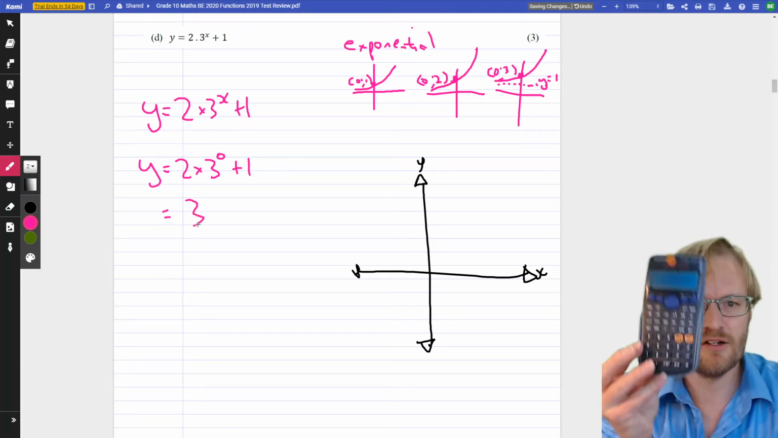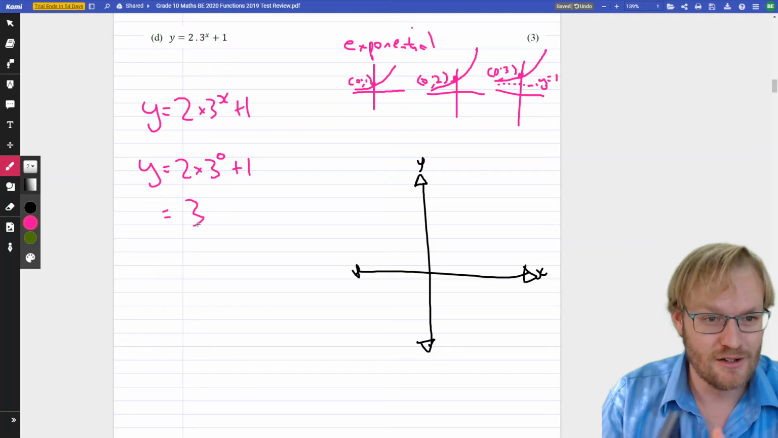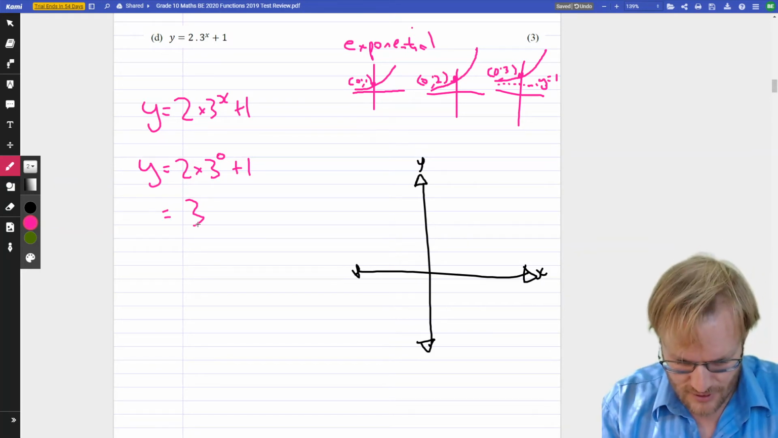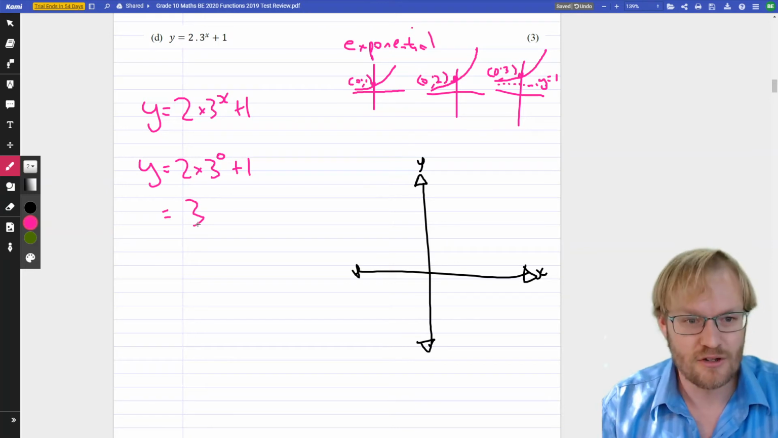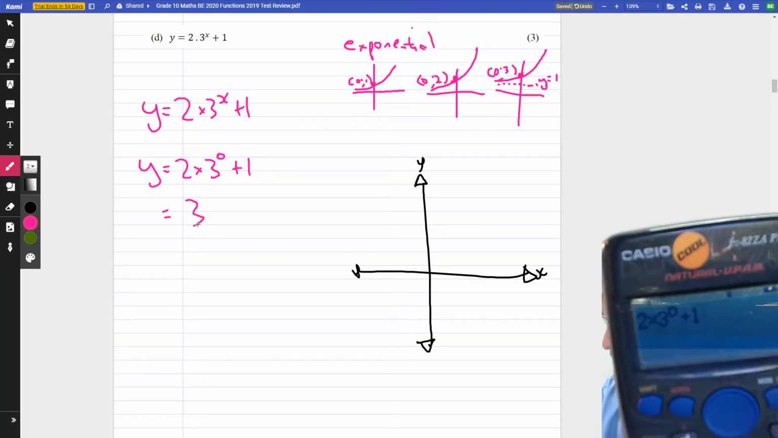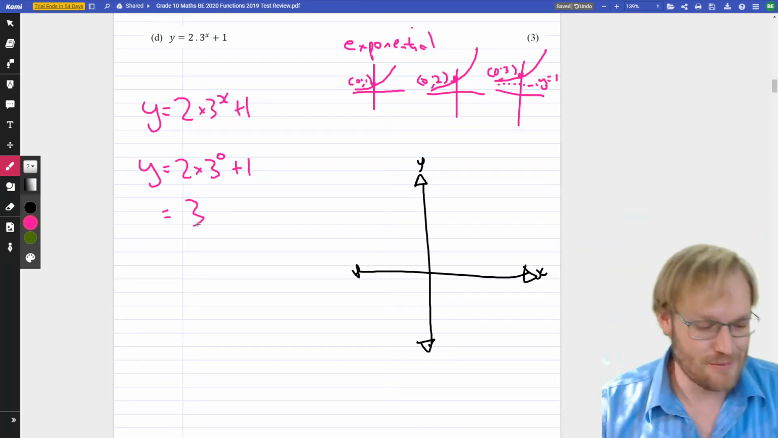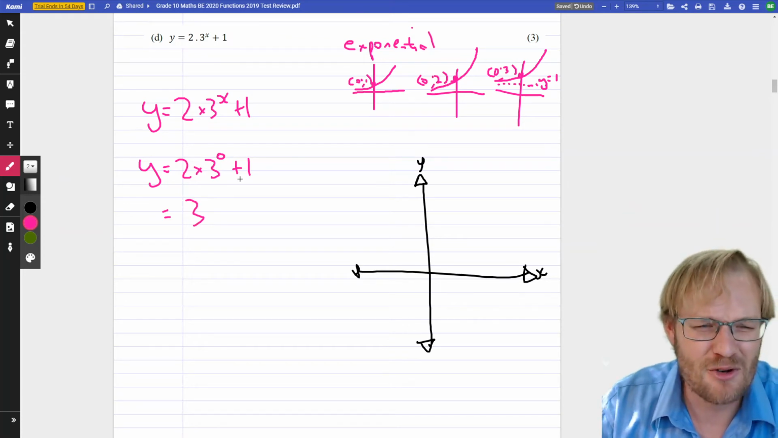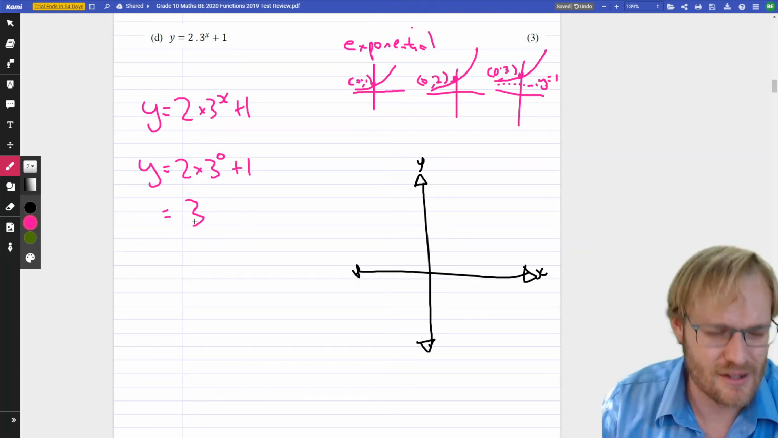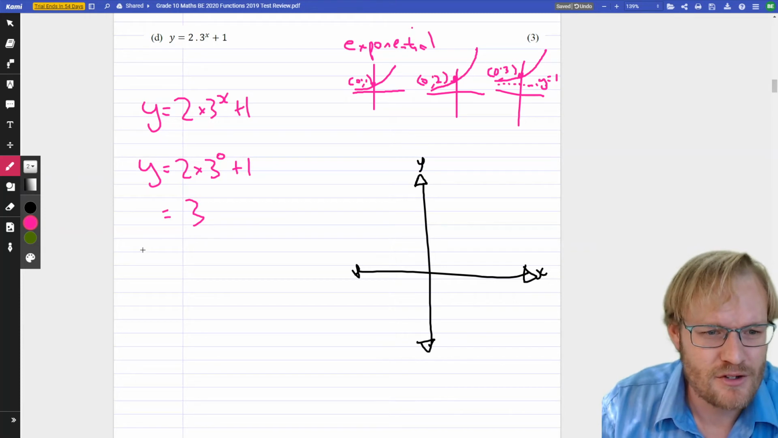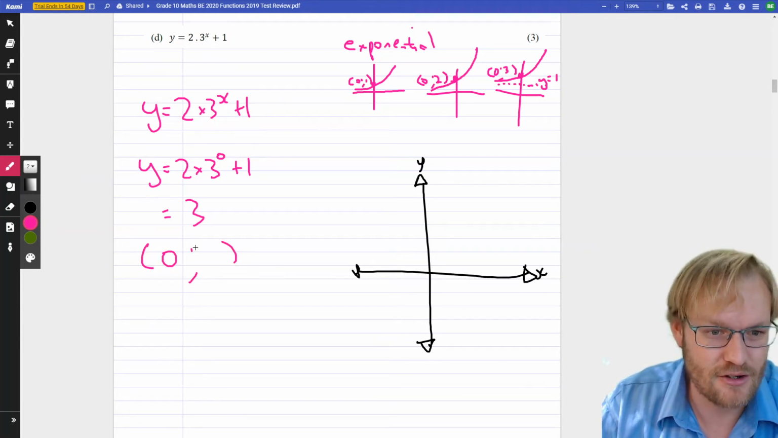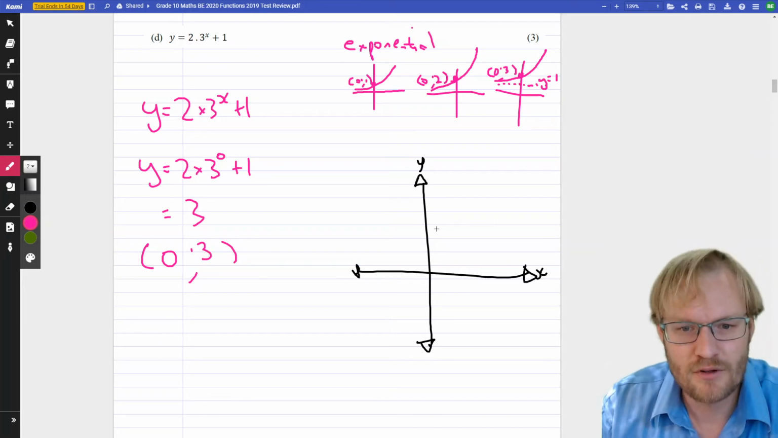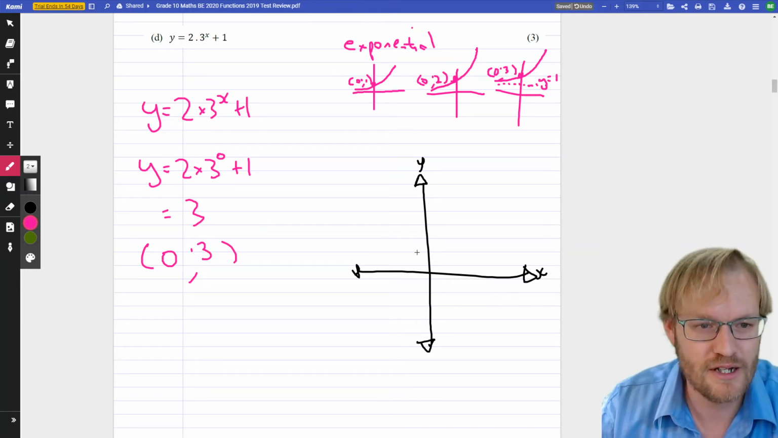But don't forget this nifty little tool as well. You can just type it in. 2 times 3 to the power of 0 plus 1 equals 3. Cool. Let's check. Oh, look at that. So 3 it is. But the numbers are normally small enough that we can do it without a calculator. But hey, use it to check. So therefore, remember, coordinates, when x is 0, y is 3. Okay, so we know that it's going to go through 3.